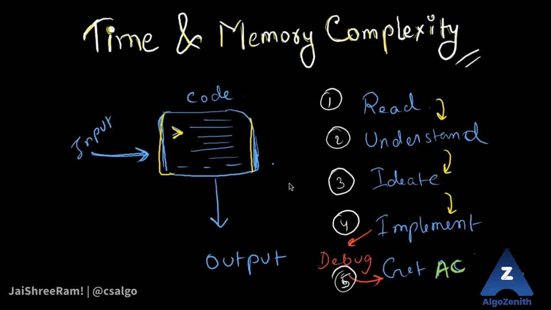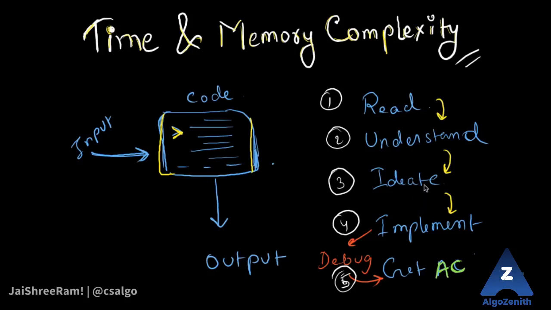The general flow that people follow is that you read the problem, you first of all understand what the problem really wants you to solve, you ideate the solution idea, you implement it, you sometimes might get bugs in your code so you try to debug your code, and then finally you get your solution accepted. That's the flow that people follow.